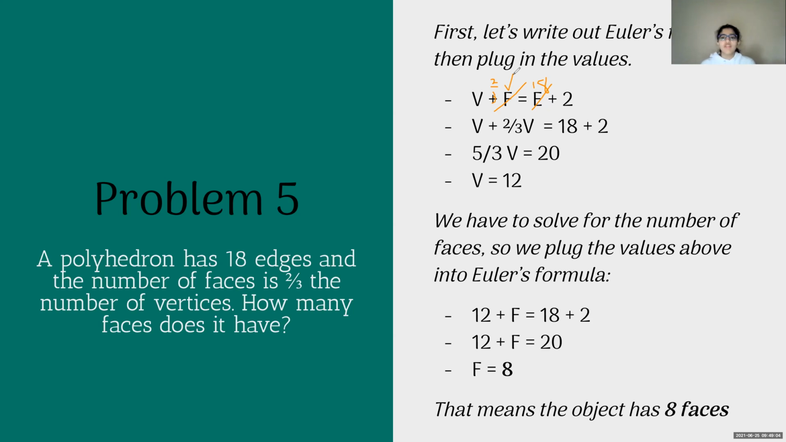But we're looking for how many faces it has. So we do 12 times 2/3, because the number of faces is 2/3 the number of vertices, and we get 8. You can also plug 12 back into Euler's formula and get 12 plus faces equal to 18 plus 2, and you would still get the same answer. So that means the object has 8 faces.